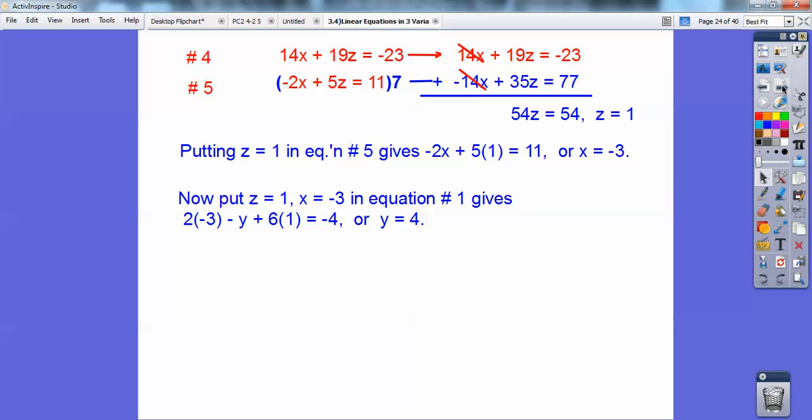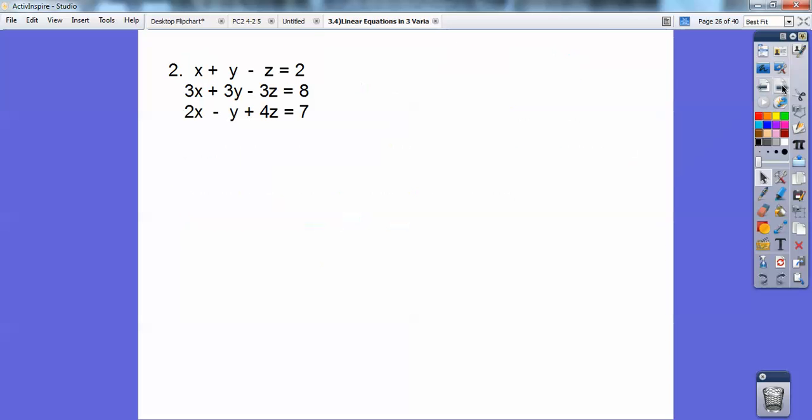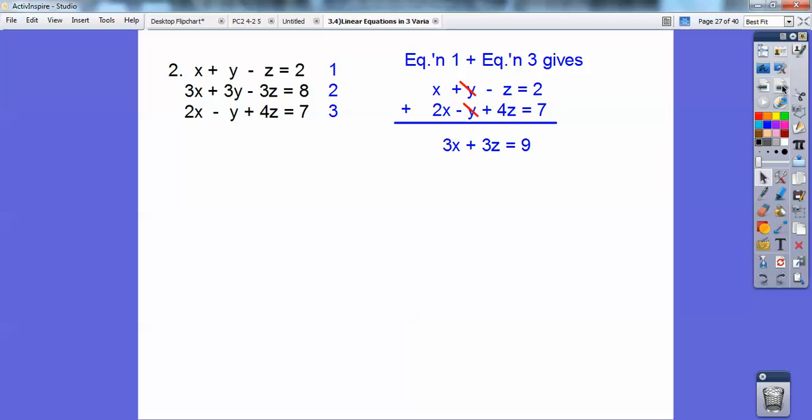So your ordered triplet is x, y, z. There it is, negative 3, 4, 1. Let's try another one. Okay, all right, so there's one. I'm going to label them equation 1, 2, and 3.